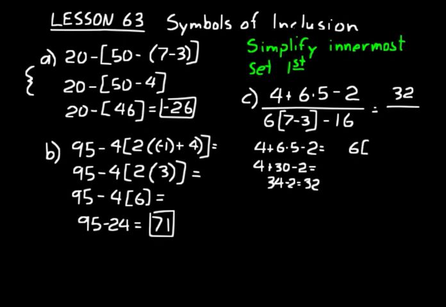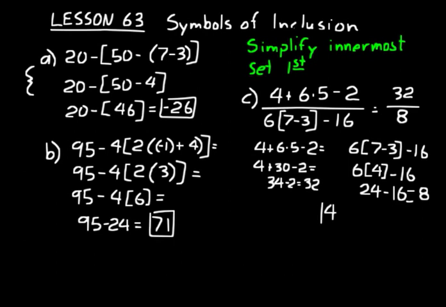6 parentheses or brackets 7 minus 3 minus 16. Do the parentheses first, so it has 6 times 4 minus 16. Now we can go ahead and do multiplication. 24 minus 16 is equal to 8. That's the denominator. 32 over 8, that's equal to 4. That's our answer, 4.